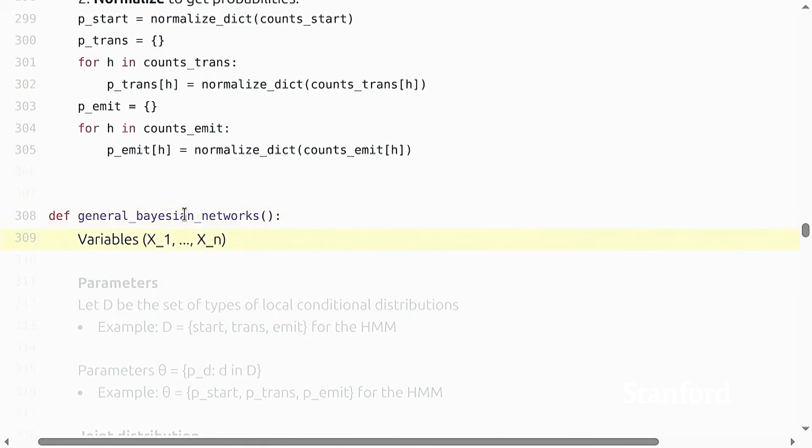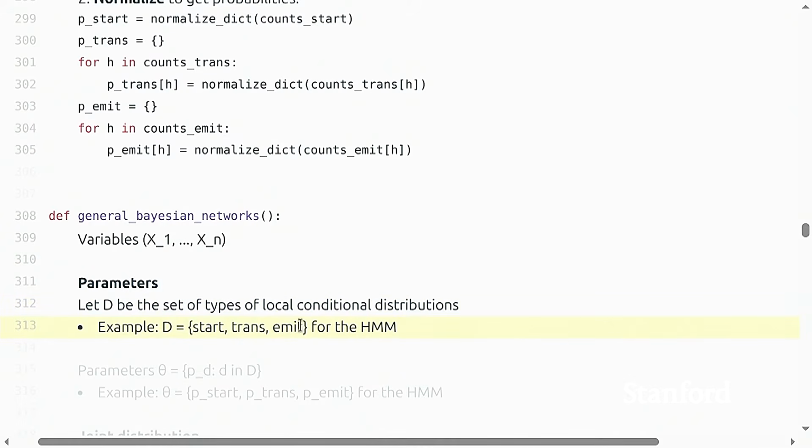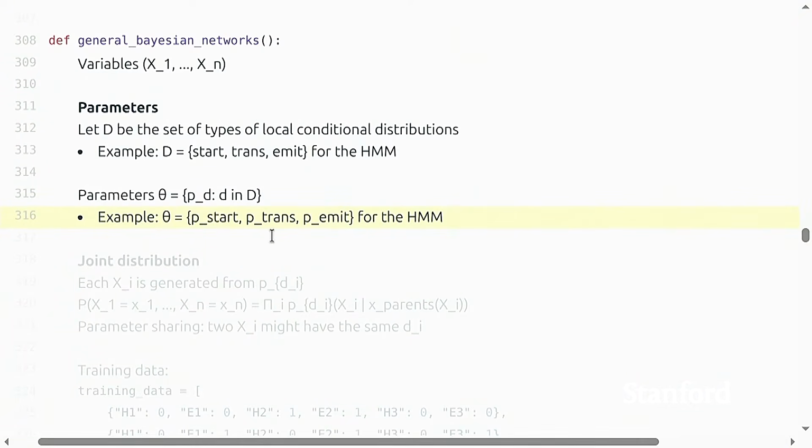Okay, so the way to think about this is that there is a set D, which is a set of types of local conditional distribution. So for example, for the HMM, D would be start, trans, and emit. You can think about D as a set of labels almost. D in particular are not variables. They could be variables, but they're not in general, because the parameters and the variables are two separate things. And the parameters are simply a distribution for each element of D. So for example, in an HMM, you have P start, P trans, and P emit.